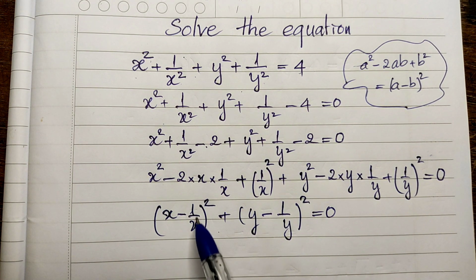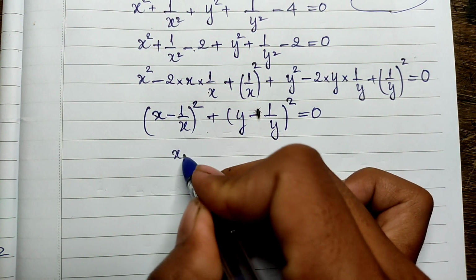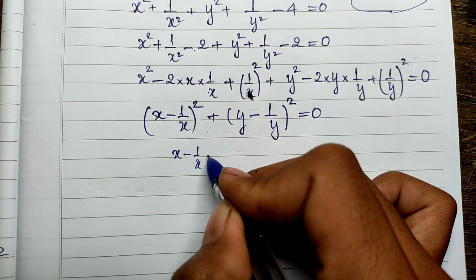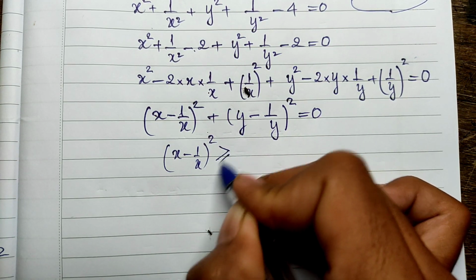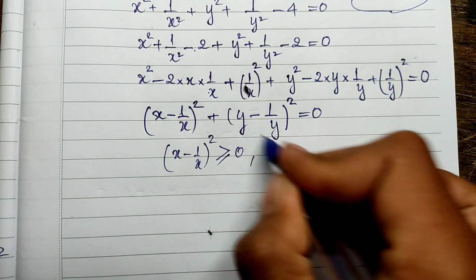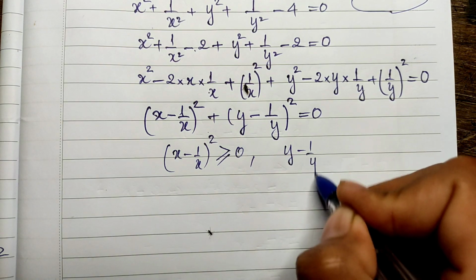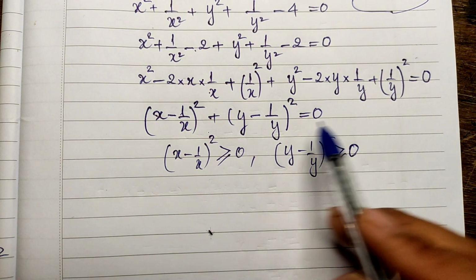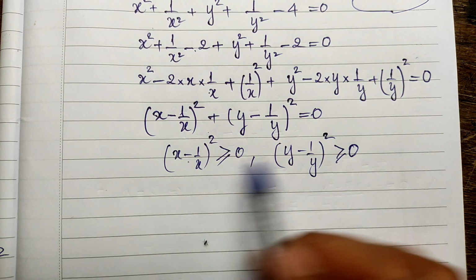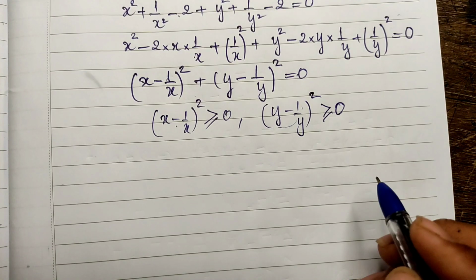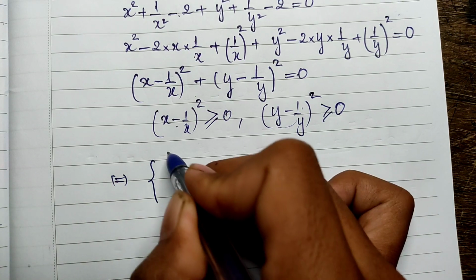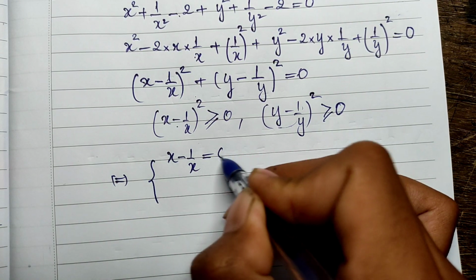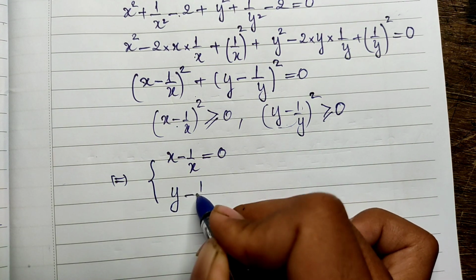Okay, now we have these values squared equal to 0, but we know that x minus 1 divided by x, squared, is positive or equal to 0, and y minus 1 divided by y, squared, is also positive or equal to 0. And so if this equals 0, it must be that each one equals 0. So we get x minus 1 divided by x equals 0, and y minus 1 divided by y equals 0.